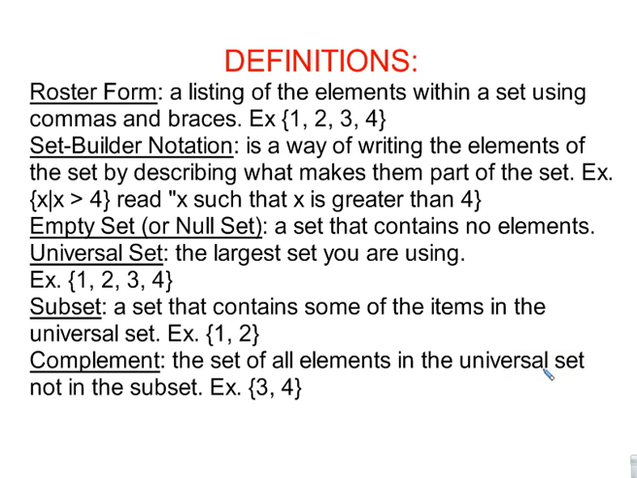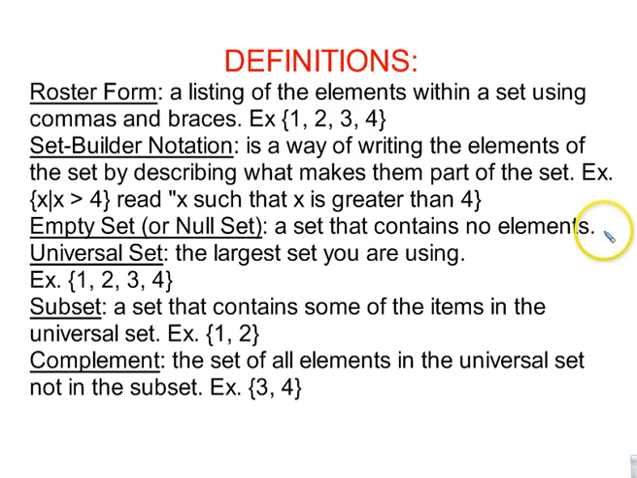Set builder notation is a way of describing what is part of the set, what becomes part of the set. So set builder notation is a formal way of writing it. So if we wanted to say we want to deal with the natural numbers, or even just any number bigger than 4, we would write it like this: x and then a bar, x greater than 4. So that's read x such that x is greater than 4. This is called set builder notation. It's a formal way of writing it. This is a listing, this is a formal way.